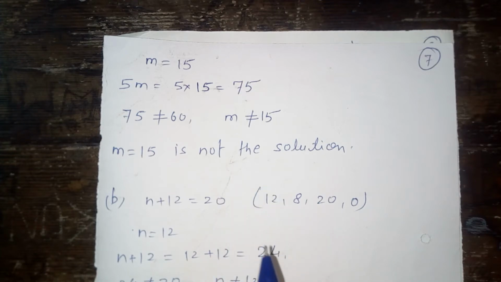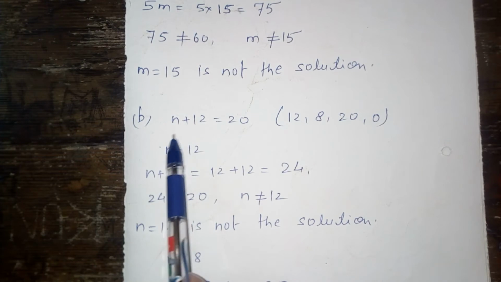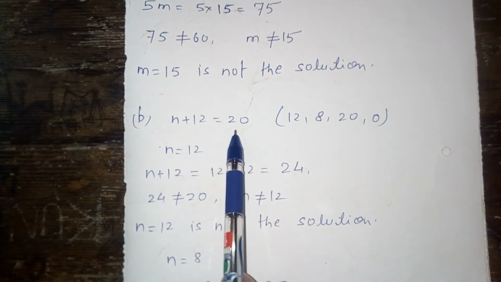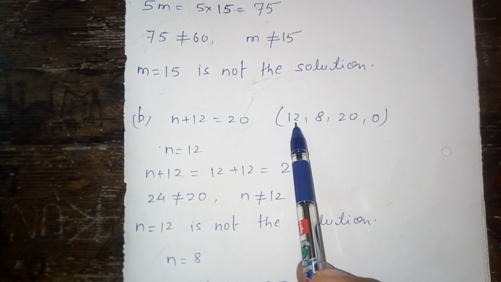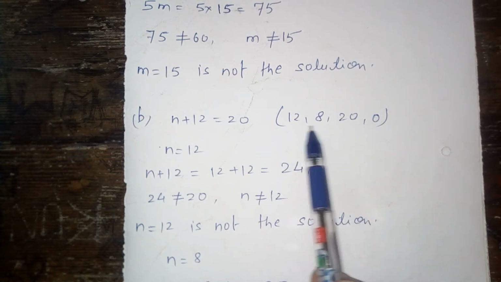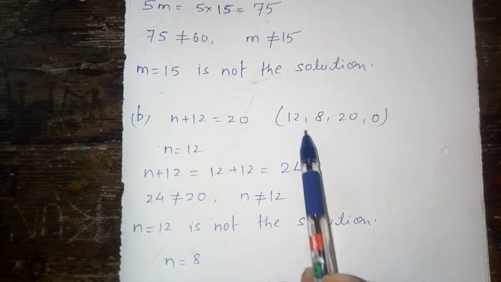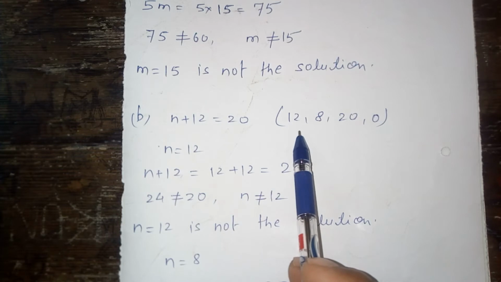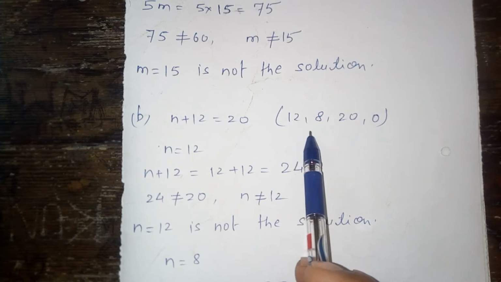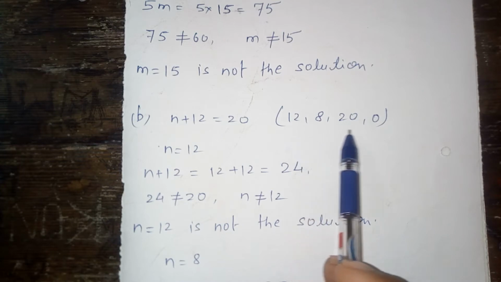Okay, now we will discuss one more problem. n plus 12 is equal to 20. There are 4 values of n, but in these 4 values only one value is correct and 3 values are wrong. So with the help of calculation we will discuss which value is correct and which values are wrong.